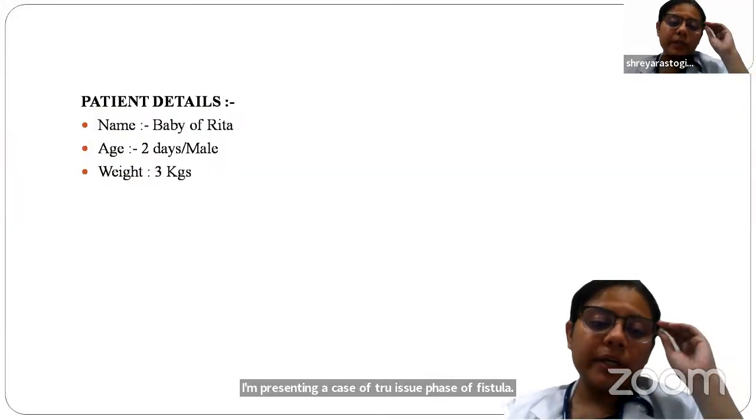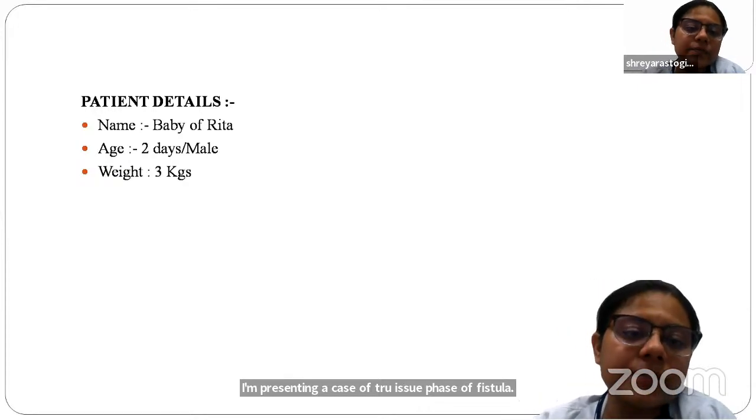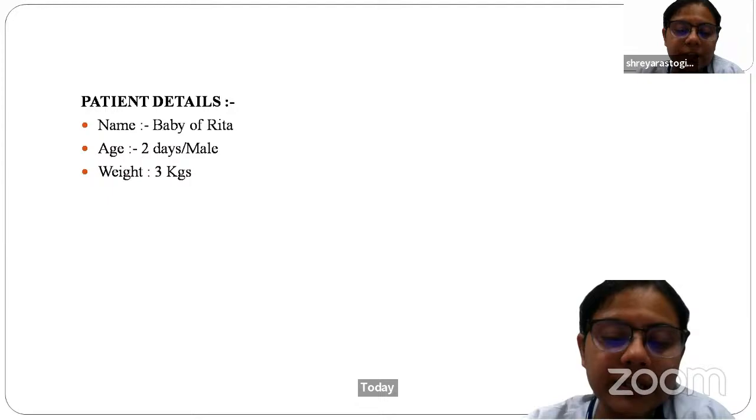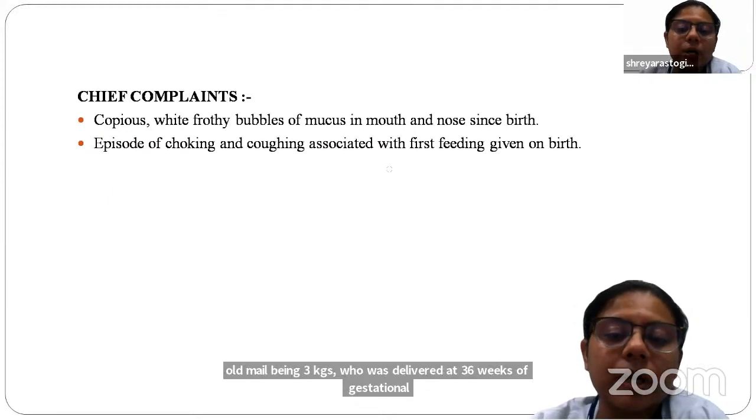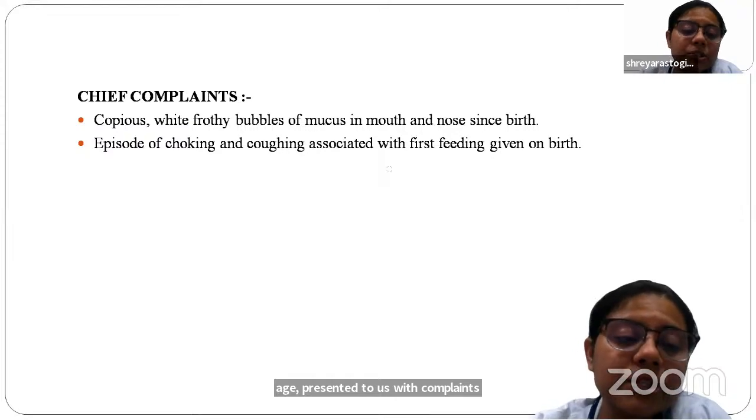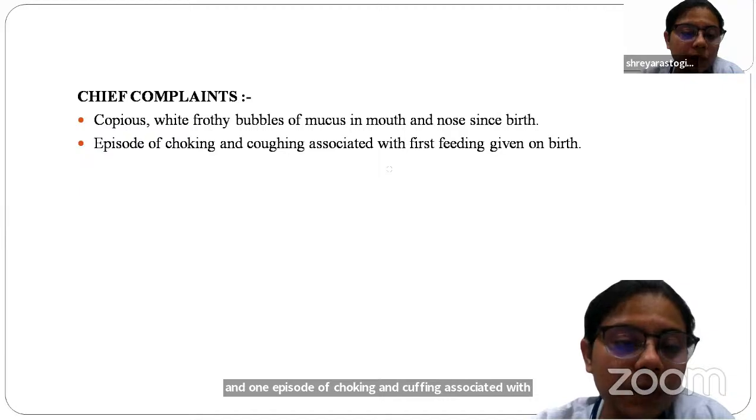A 2-day-old male weighing 3 kgs who was delivered at 36 weeks of gestational age presented to us with complaints of copious white frothy bubbles of mucus in mouth and nose since birth, and 1 episode of choking and coughing associated with first feeding given on birth.